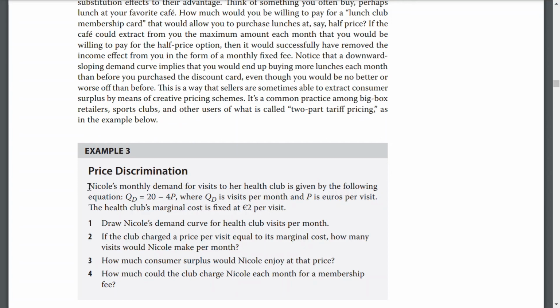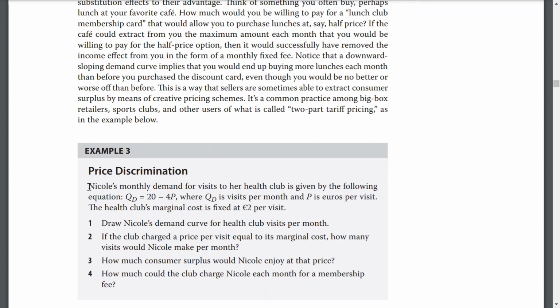Notice that the downward sloping demand curve implies that you will end up buying more lunches each month than before you purchased the discount card, even though you would be no better or worse off than before. This is a way that sellers are sometimes able to extract consumer surplus by means of creative pricing schemes. It's a common practice among big box retailers, sports clubs, and other users of so-called two-part tariff pricing, as in the example below.